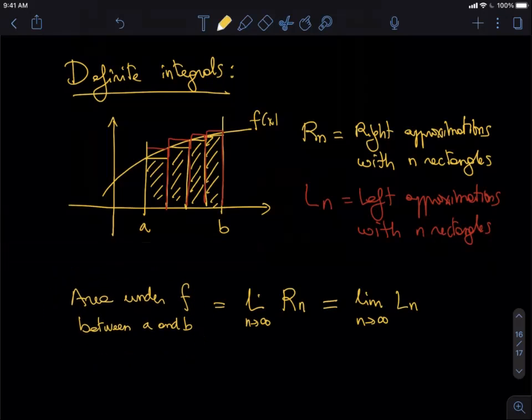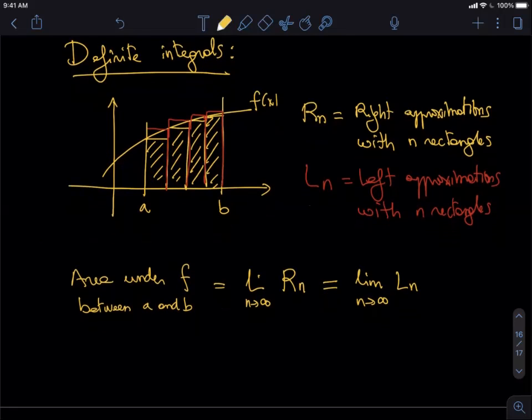I have compared this before to the resolution in a picture on the computer. You see the pixels until you don't see them. That happens when the pixels become very small. So if these rectangles become very narrow, we put more and more rectangles, at some point we will not be able to see any difference between the actual area under the curve and the area approximated with the rectangles.